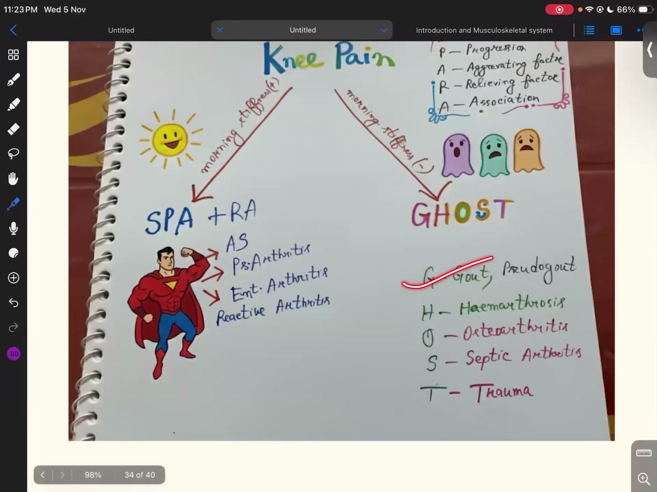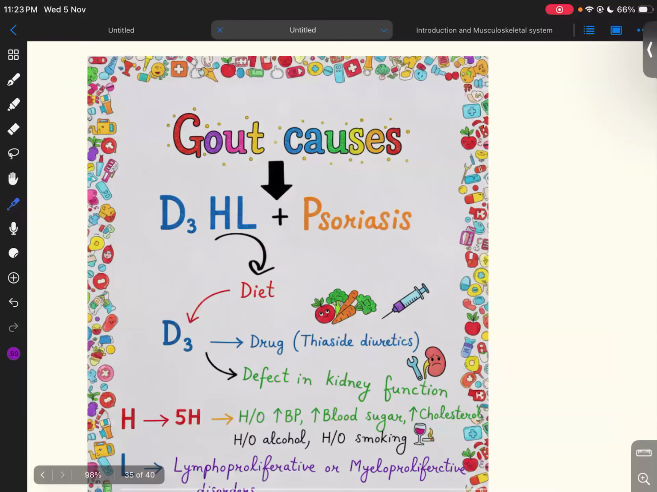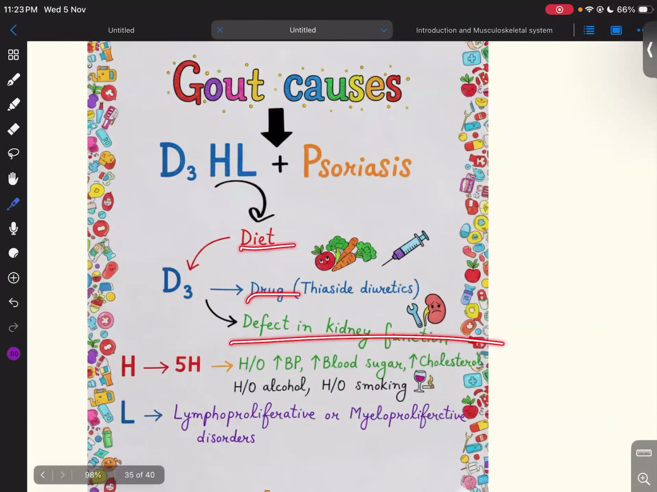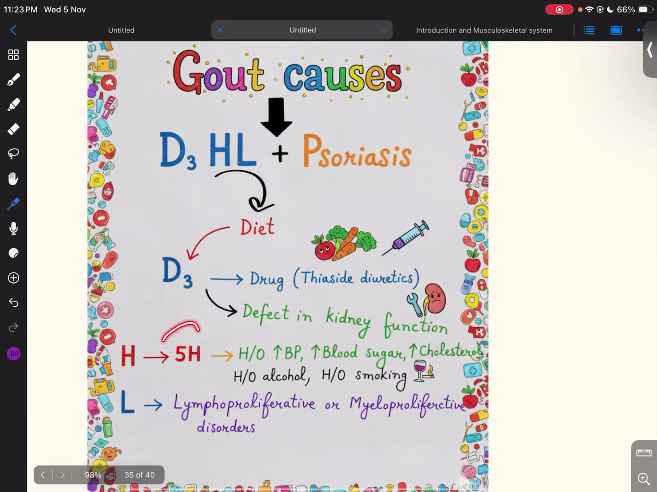How to rule out gout? I've already discussed the mnemonic D3HL plus psoriasis. Here D goes for diet, drug, and defective kidney function. We have to ask about the diet, whether the patient takes excess seafood or meat product. We have to ask about the 5H, that is metabolic syndrome: history of high blood pressure, high blood sugar, high blood cholesterol, history of alcohol, history of smoking.